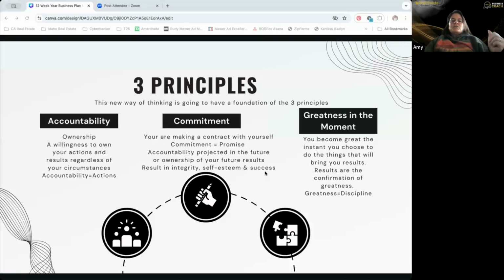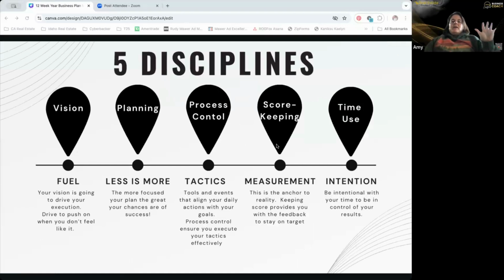Okay, along with those 3 principles, we have 5 disciplines. The first one is the vision, right? That's the fuel to keep going. That's the vision's going to drive execution. It's the drive to push you on when you don't feel like moving on. We talked about that week 1.